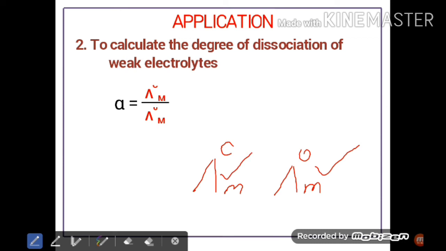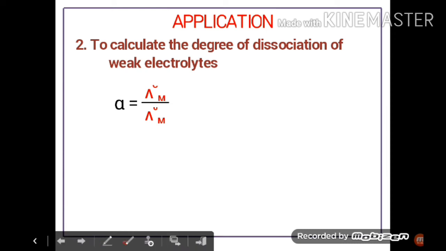Concentration means it may be 1 mole, 2 mole, 0.5 mole, 0.1 mole. So any concentration we can take. So we will find the values of molar conductivity at concentration C and the limiting molar conductivity. After writing these, what will we do? From Kohlrausch law we know that lambda naught m is equal to the sum of limiting molar conductivities of anions and cations. In this way we will find the value of degree of dissociation.